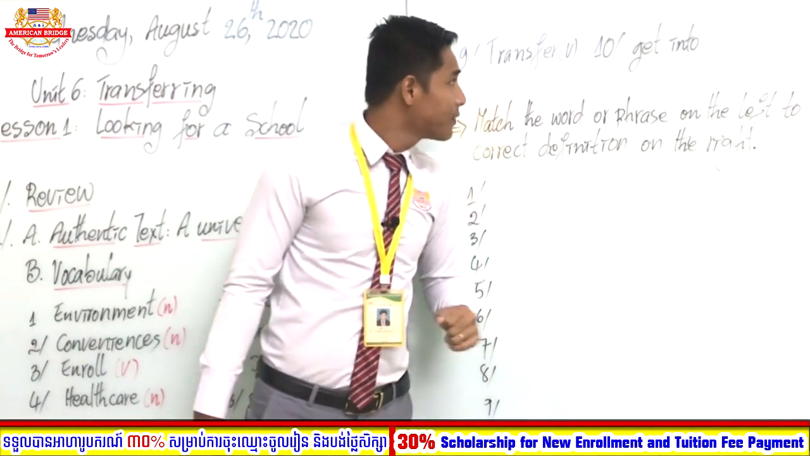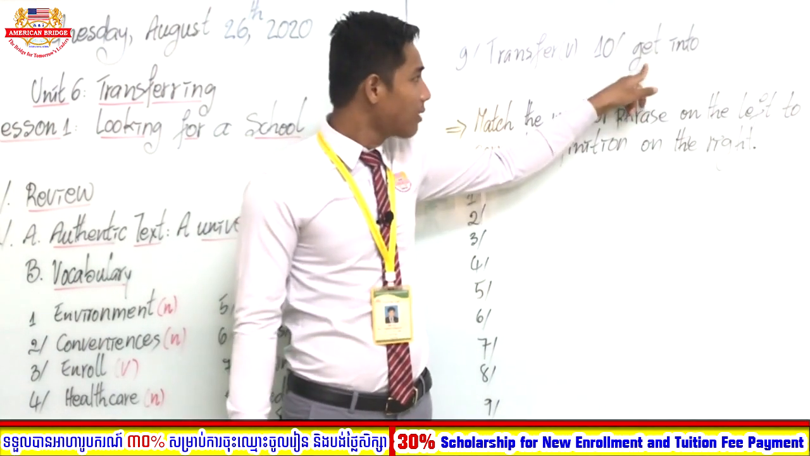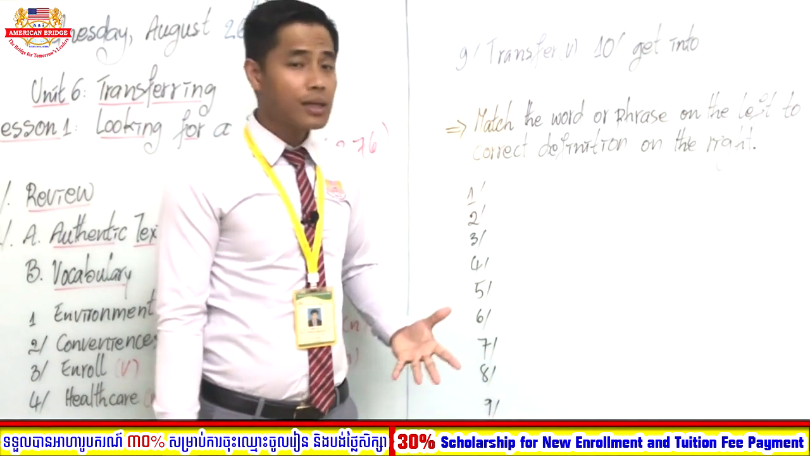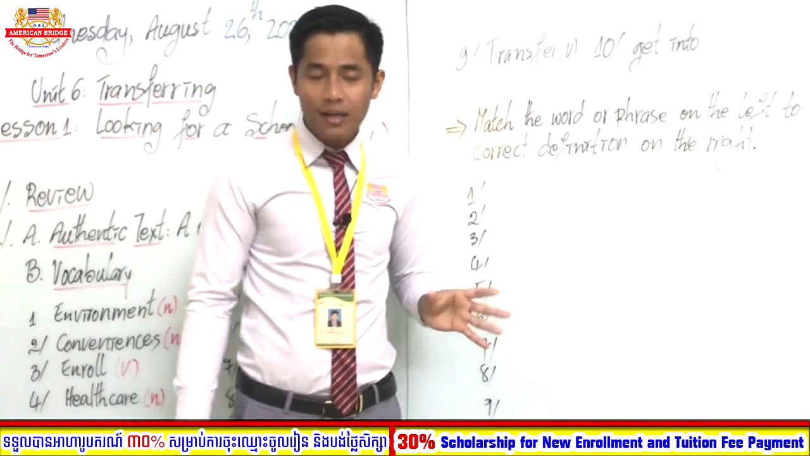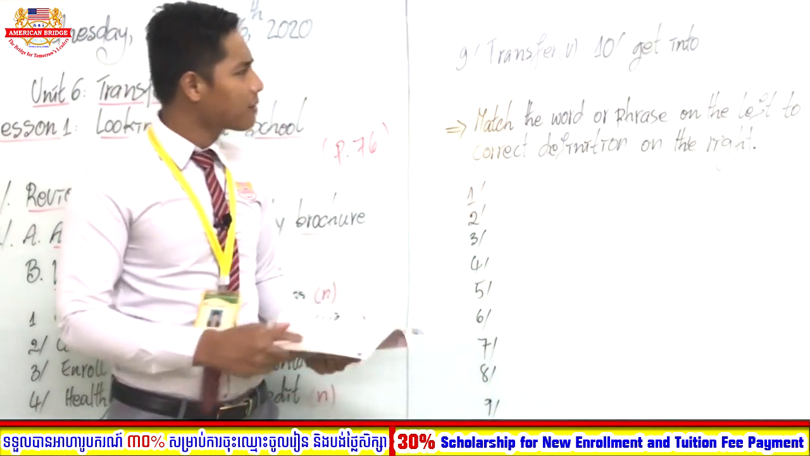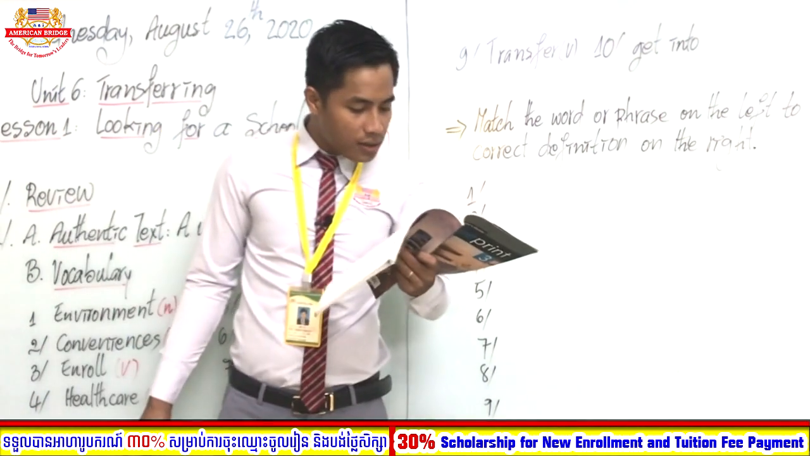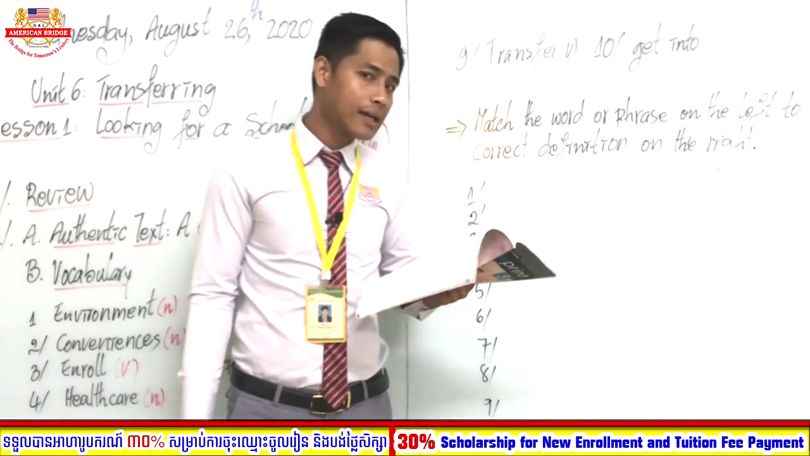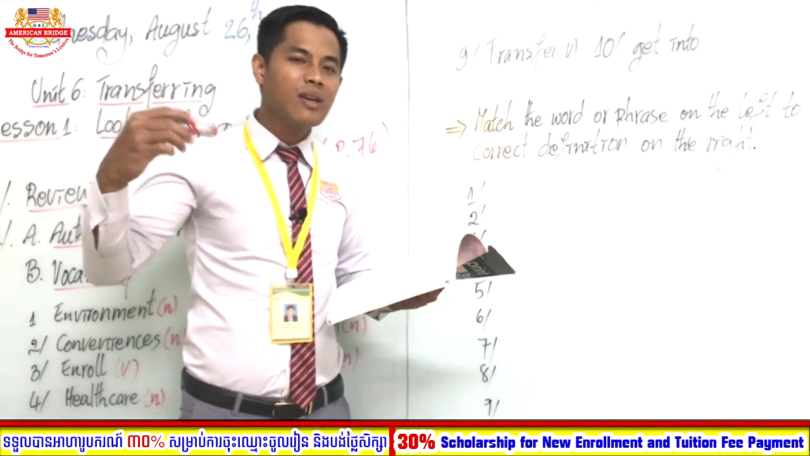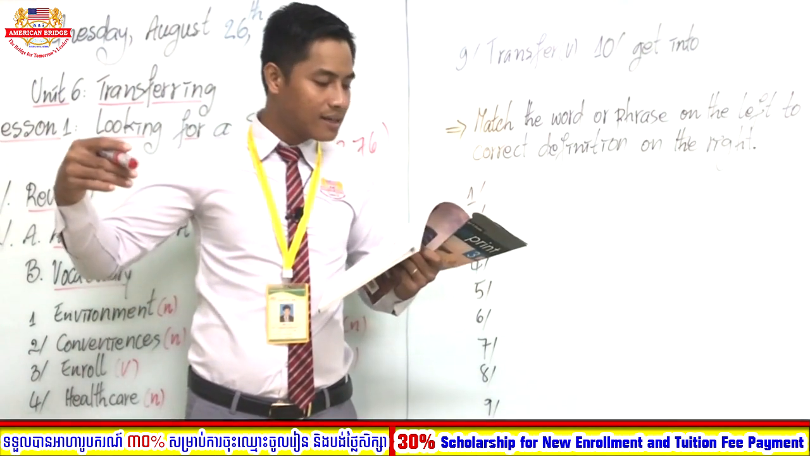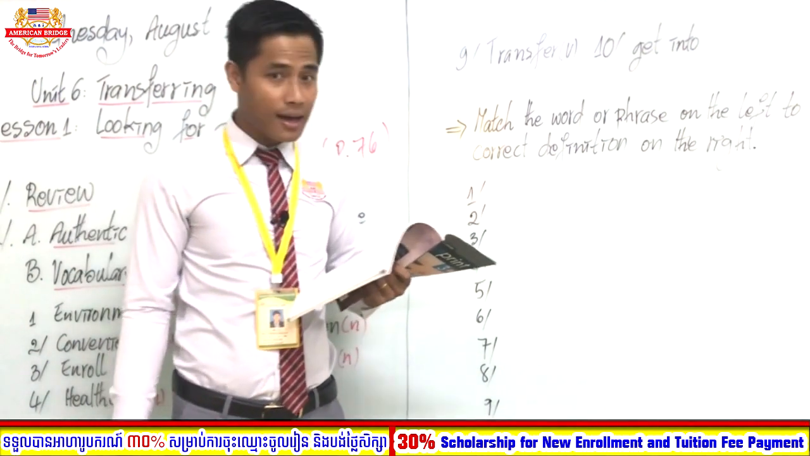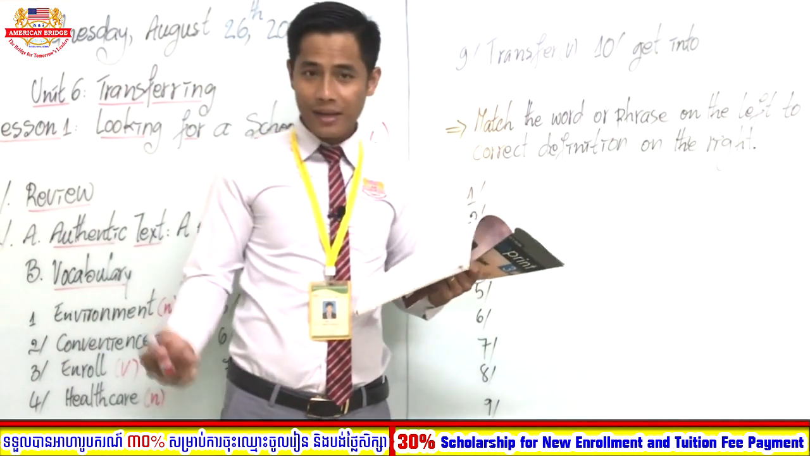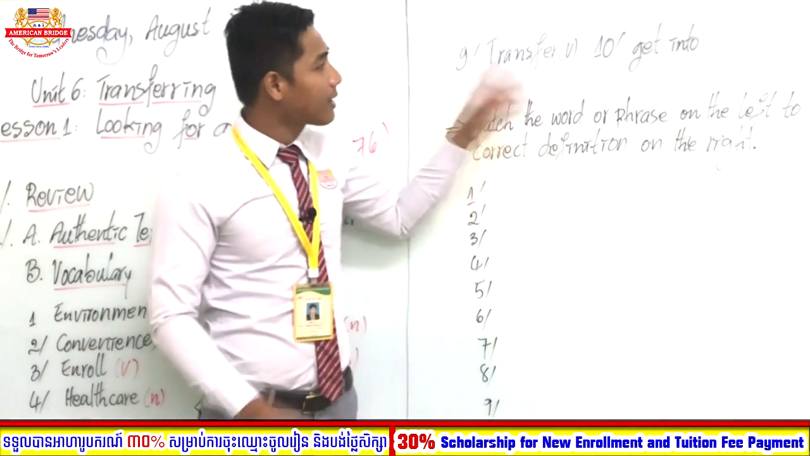And number 10, get into. So look at the word get. Get is the verb, and into is a preposition. So this is called a phrasal verb, right? For this phrasal verb, get into, what does it mean? So get into means to be accepted into a program. Okay, get into means you attend to study in one program. Example, you attend to study in philosophy. Example like this. So we call it get into.